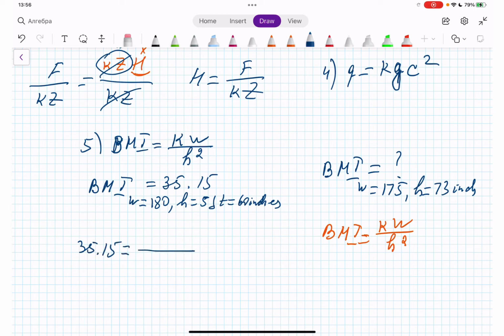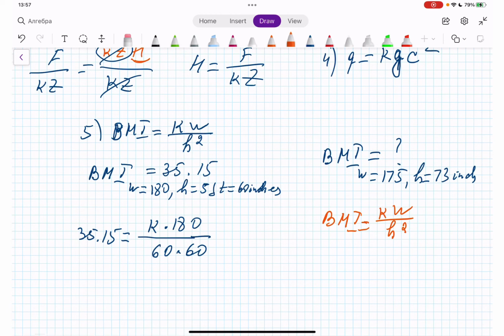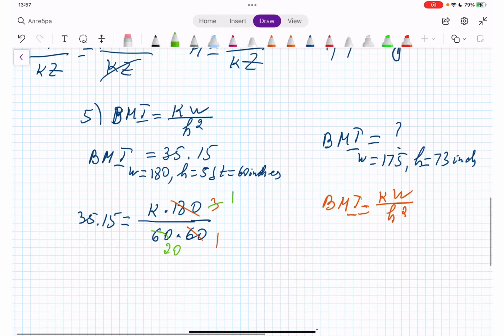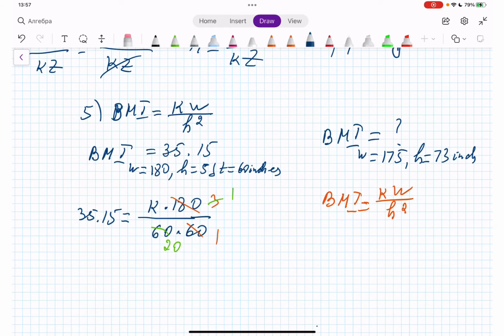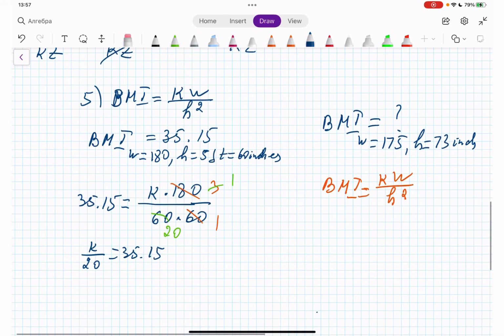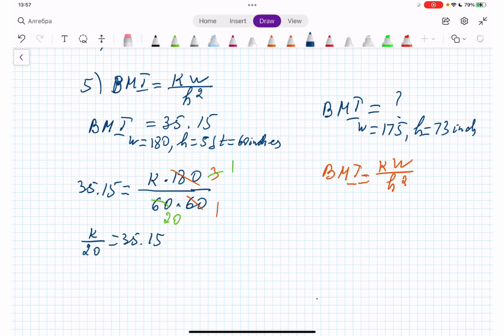35.15 and it's equal, so K times weight is 180 and H squared, it's going to be 60 inches squared, which I'll put 60 times 60. Yes? So 180 and 60, this is 1, this is 3, correct? And then 60 and 3, it's going to be 20. This is 1, this is 20. And we are getting K over 20 is equal to 35.15. I rewrote K over 20, moved to the left side, so we just have it.